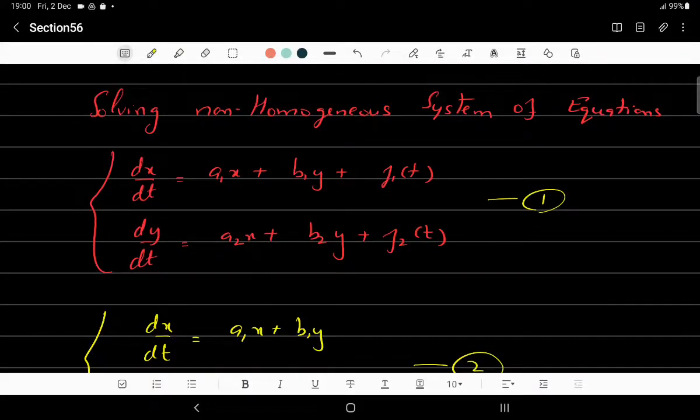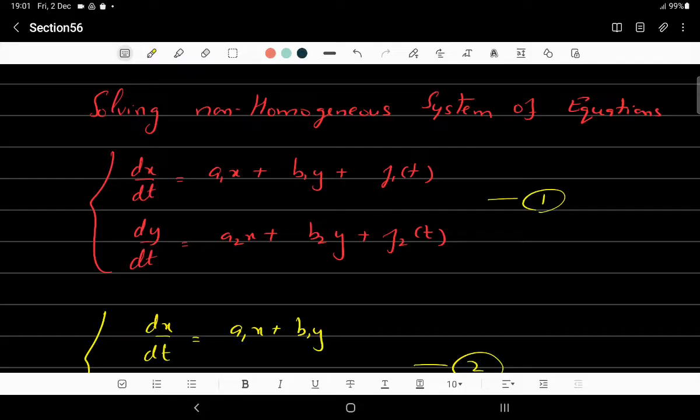Good evening everyone. So recall that in the last class we have seen how to solve a homogeneous system of equations with constant coefficients. A non-homogeneous system of equations looks like as given in equation 1, where we have the non-homogeneous part f1 of t and f2 of t.